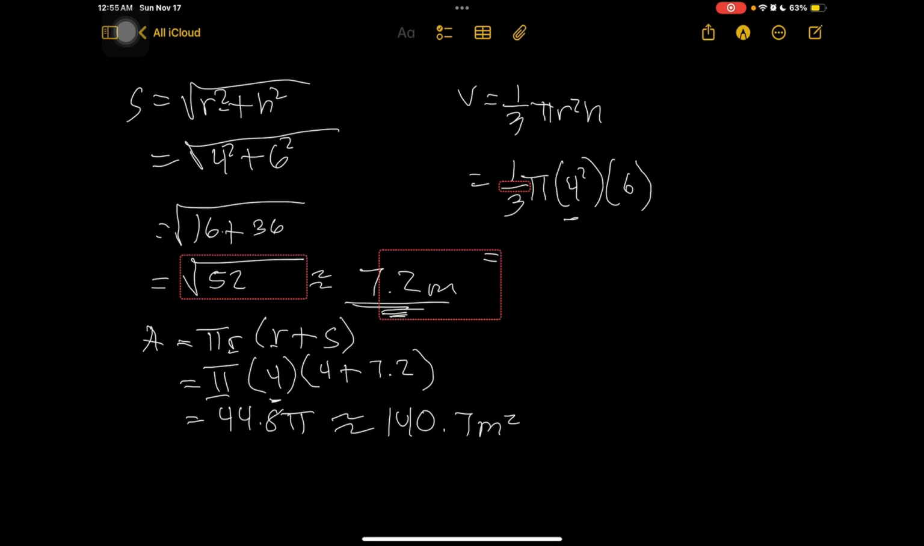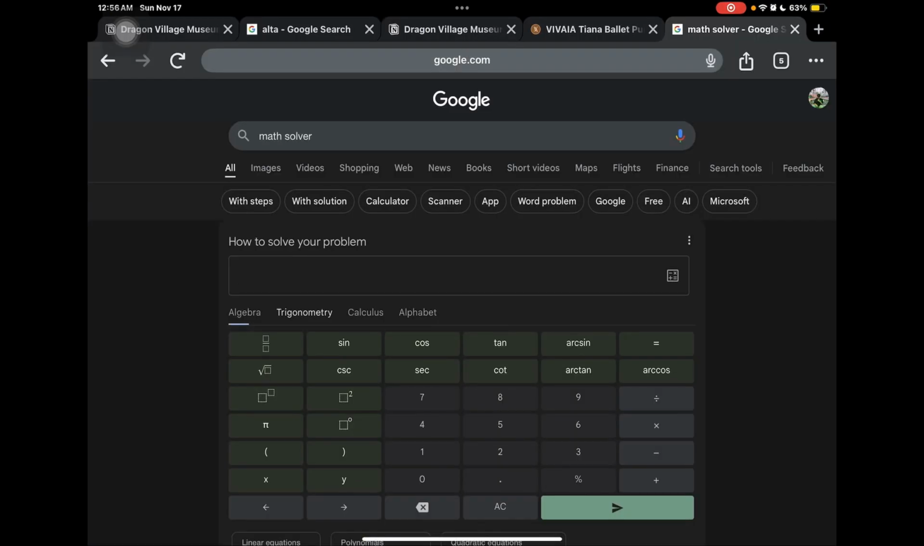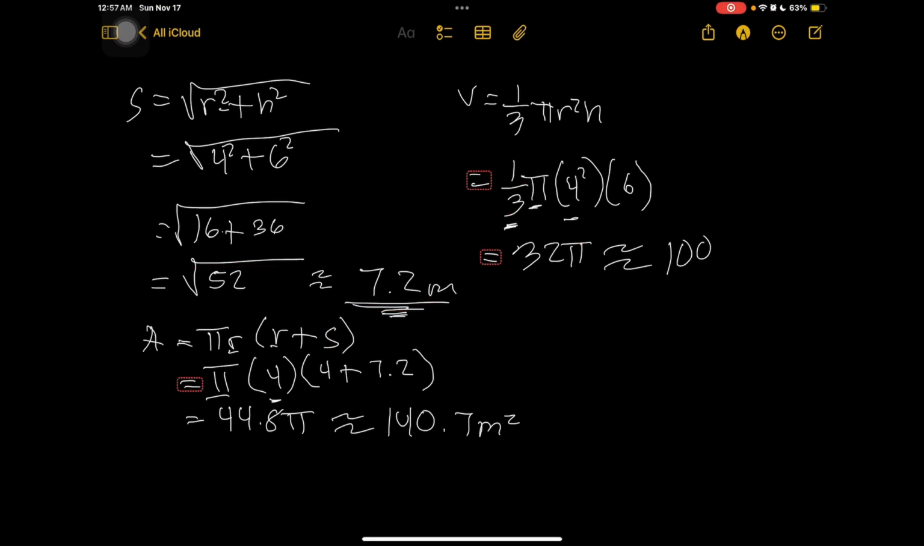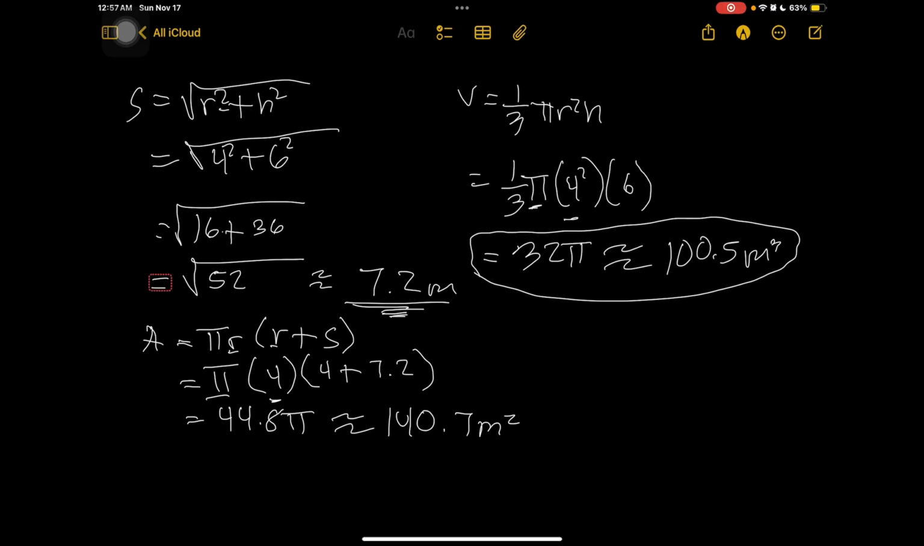So 4 multiplied by 4 is 16. So 16 multiplied by 6 is 96. So 96 divided by 3 is equal to 32. And copy pi. So 32 pi is equal to 100.5 meter cube. This is our volume of right circular cone and our surface area.